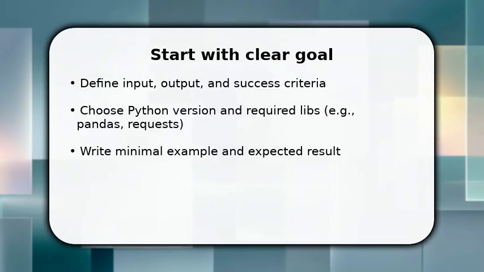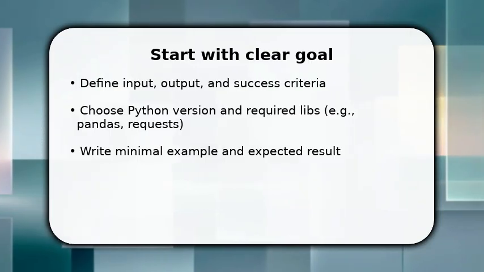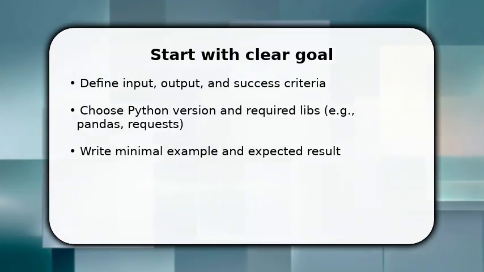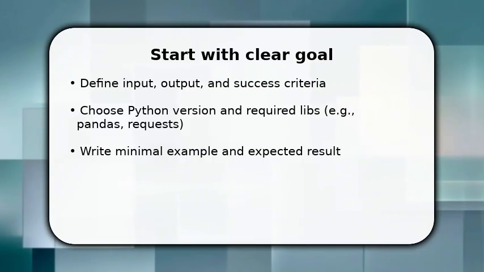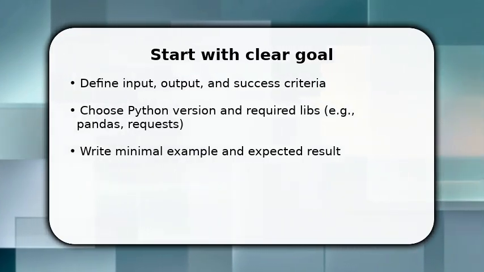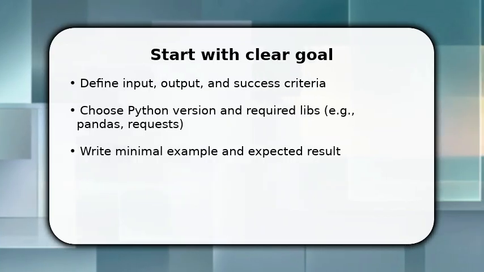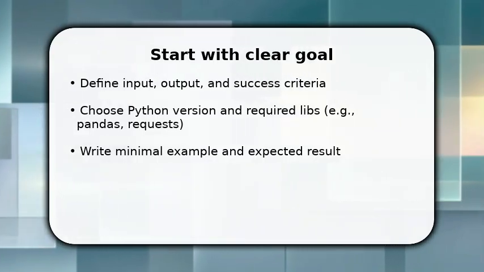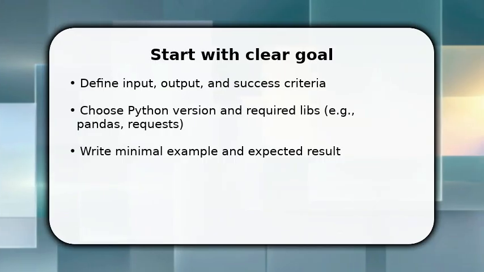You begin by defining the exact problem, inputs, desired outputs, and how you will measure success. Once done, pick the Python version and 1-2 libraries that solve the core task quickly. Make a tiny, runnable example that demonstrates the expected result. This reduces ambiguity and speeds debugging.